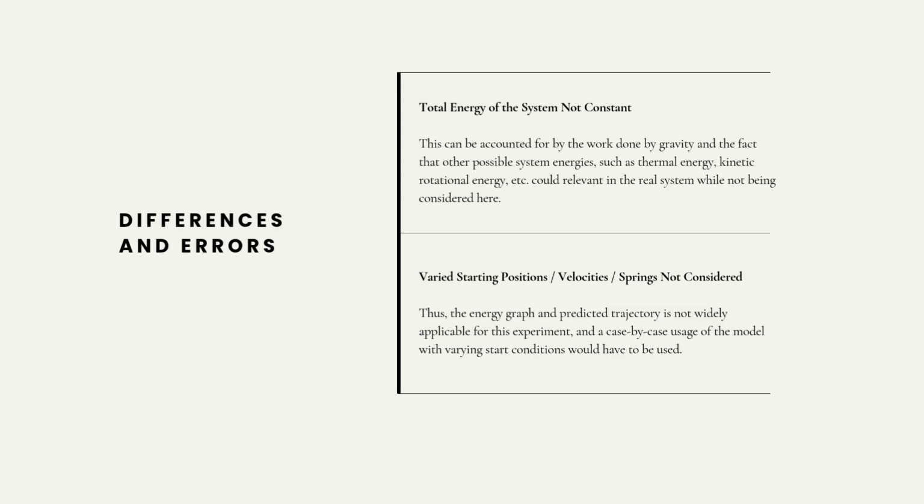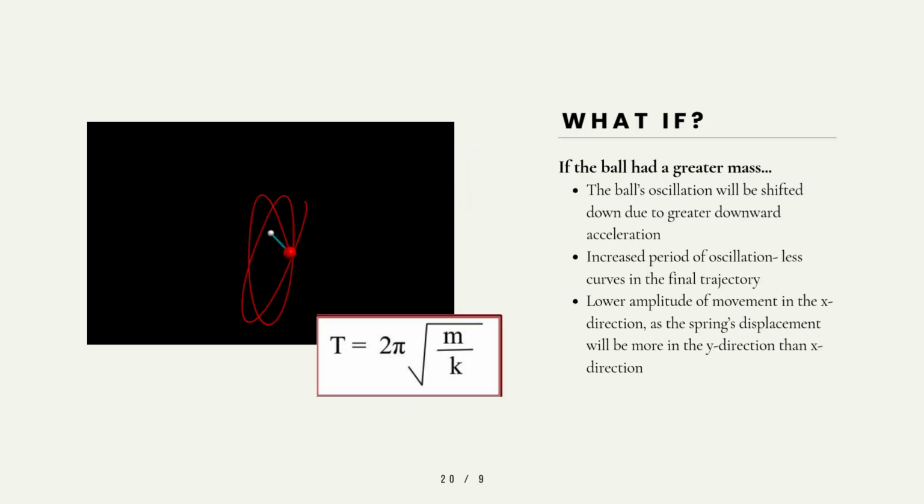Additionally, I only considered one specific starting position, velocity, and spring. Thus, the energy graph and predicted trajectory is not widely applicable past this experiment, and a case-by-case usage of the model with varying start conditions would have to be used.